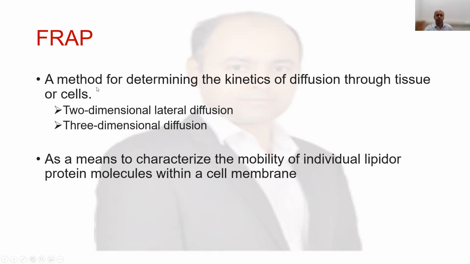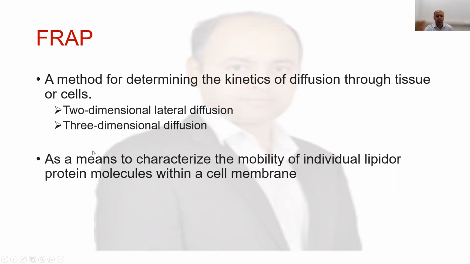FRAP is a method for determining the kinetics of diffusion through tissue or cells. One thing you have to remember here: most of the questions will mention that it is used for two-dimensional lateral diffusion, but FRAP is also used for the study of three-dimensional diffusion. Both studies will be called FRAP only, whether you are determining the two-dimensional diffusion or the three-dimensional diffusion.